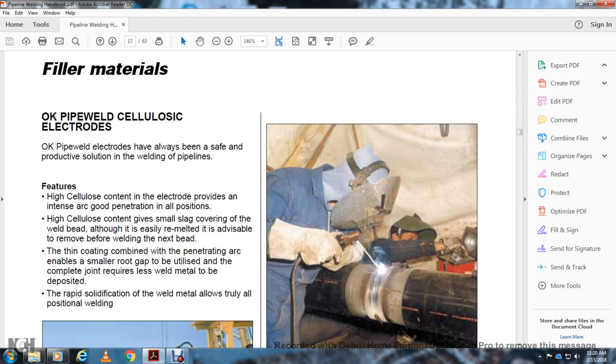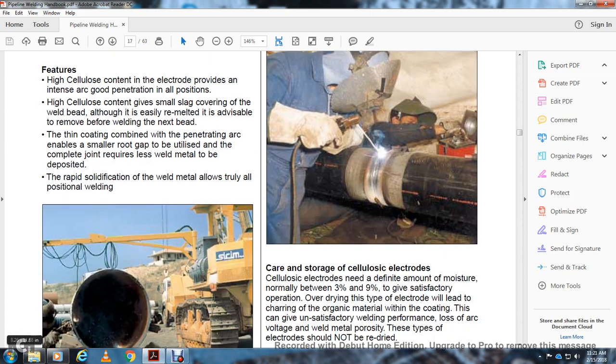Features: high cellulosic content in the electrode provides intense, good penetration in all positions. High cellulose content gives a small slag covering of the welded bead, although it is easily remelted, and it is advisable to remove it before welding the next bead. The thin coating combined with the penetration enables a small root gap to be utilized, so the joint requires less weld metal to be deposited. The rapid solidification of the weld metal allows truly all-position welding.